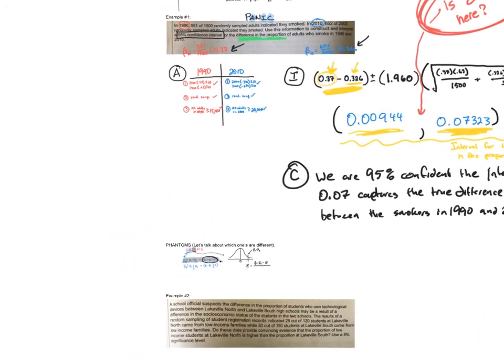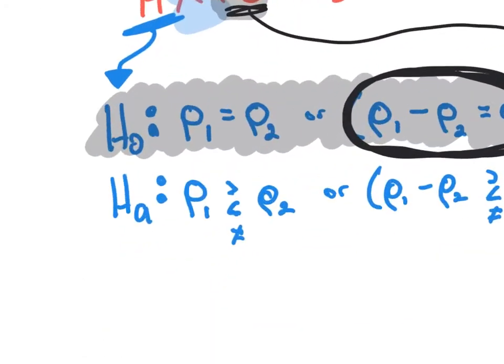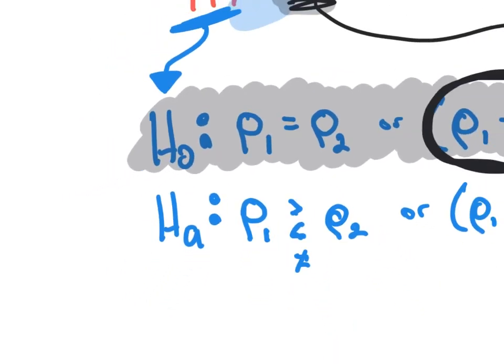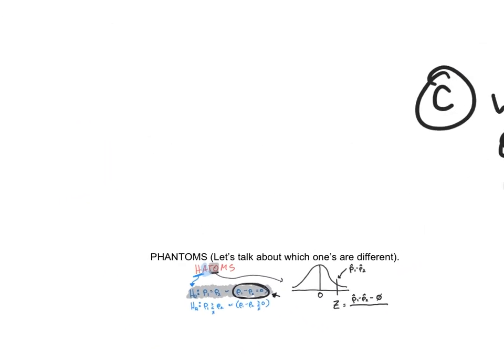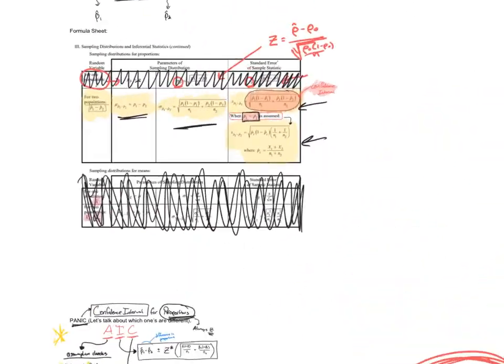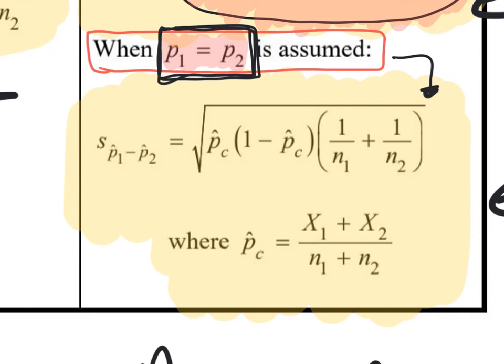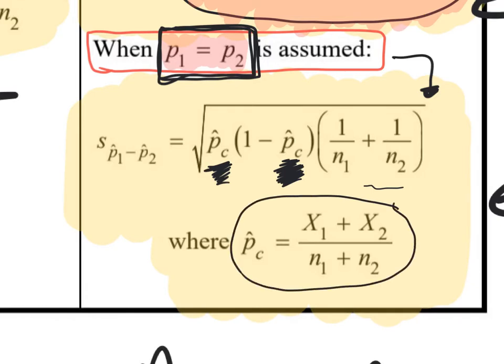Let me go back to this. Did you just say when P1 is equal to P2? Look at our claim. Our claim is P1 is equal to P2. So if our claim is P1 is equal to P2, then we're going to use this: the combined P hat value times 1 minus the combined P hat value times this junk over here. And what is the P hat combined value? Well, that's simply putting the two together, right?